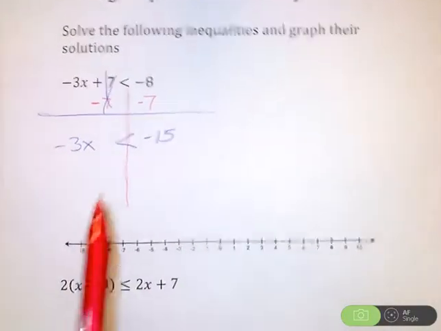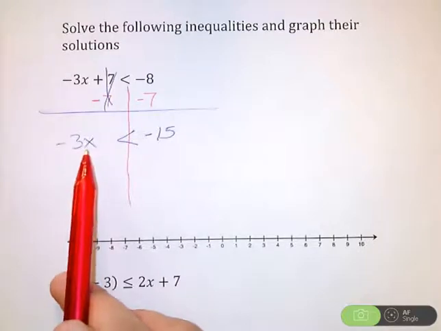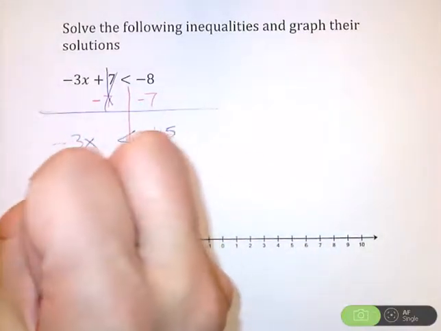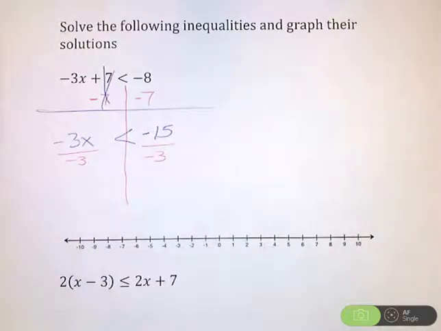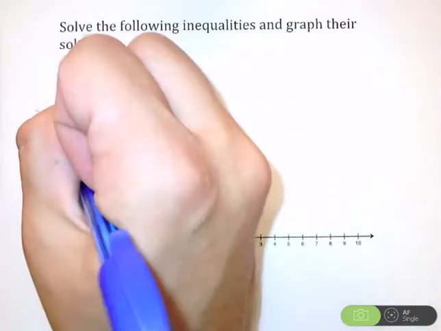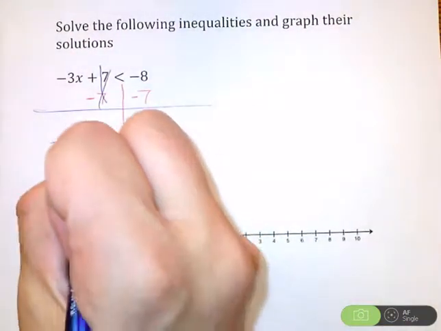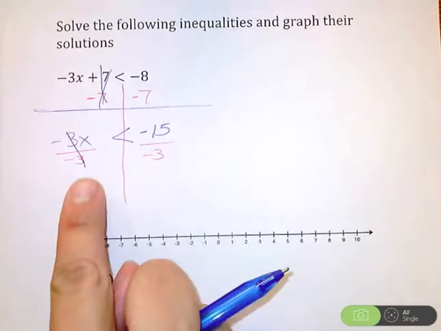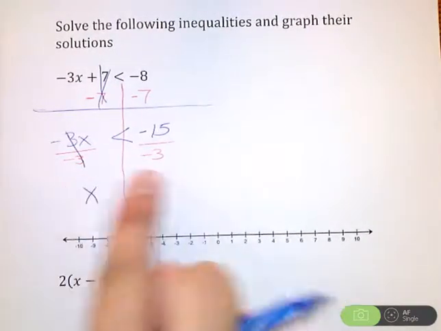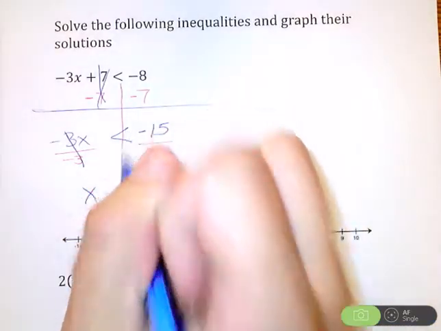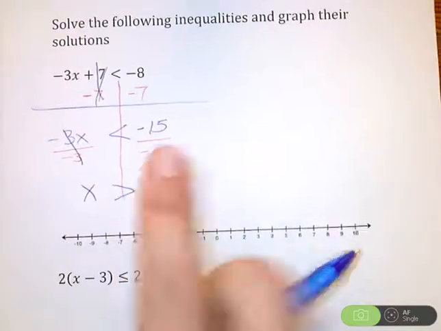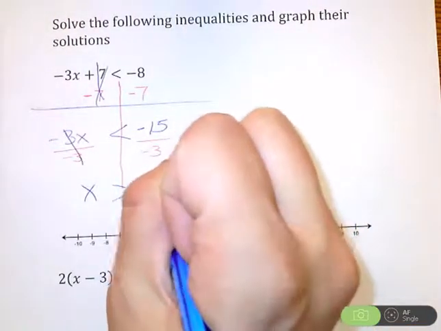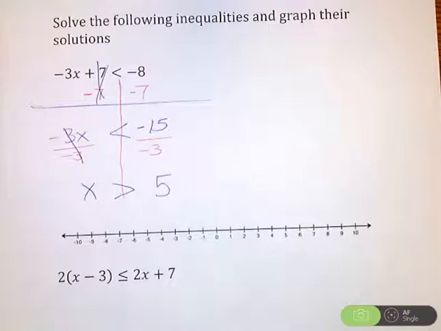Got to keep going. Got to try and get x by itself. Got to get rid of this -3. So we're going to divide by -3. Divide by -3. When we do that, these -3s are gone, and I just have an x here. But notice I just divided both sides by a negative number. When I do that, we need to flip the inequality and open it the other way. On the right side, -15 divided by -3 is +5.